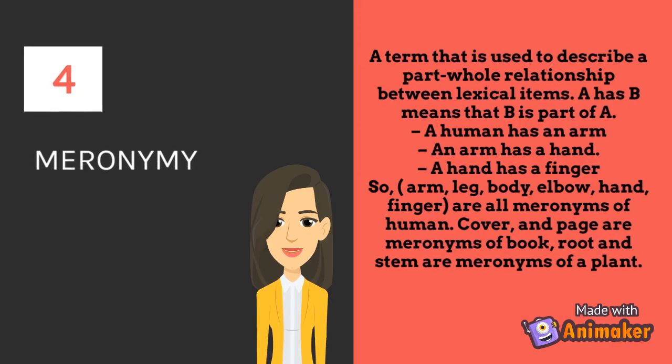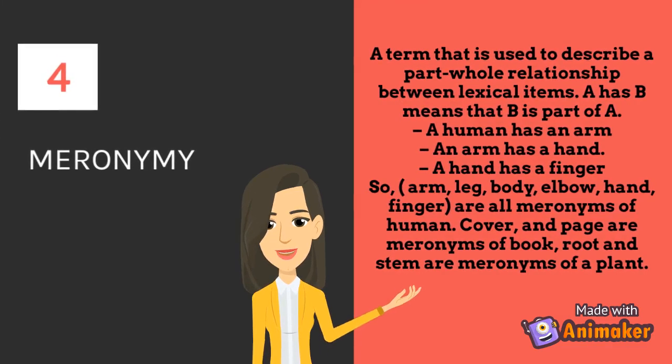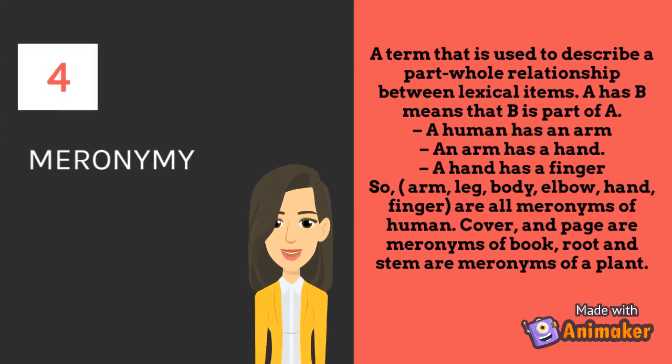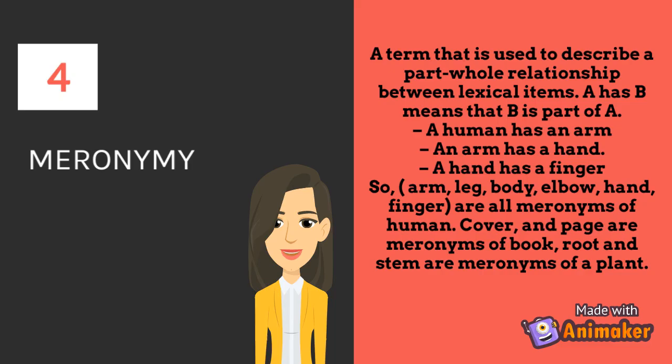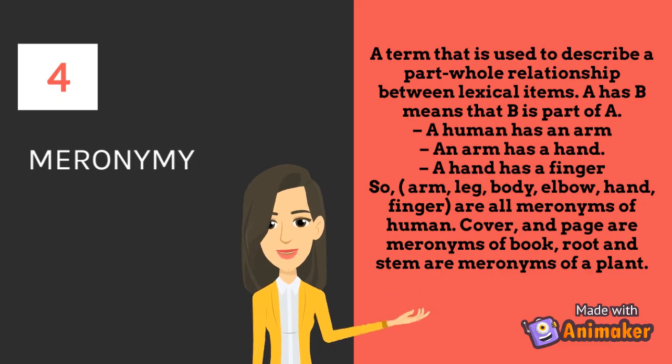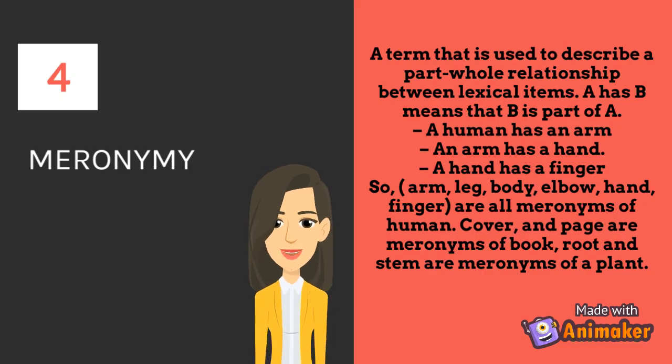The fourth is meronymy. It is a term that is used to describe a part-whole relationship between lexical items. A has B means that B is part of A. For example, a human has an arm. An arm has a hand. A hand has a finger. So, arm, leg, body, elbow, hand, finger are all meronyms of human. Cover and page are meronyms of book. Root and stem are meronyms of a plant.